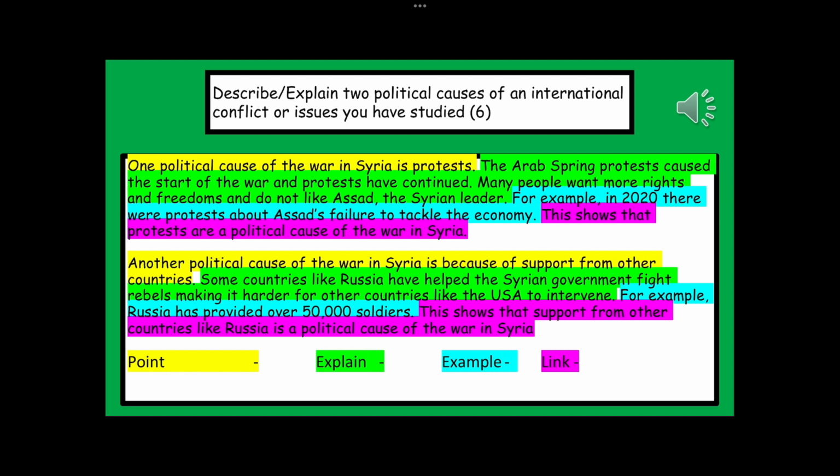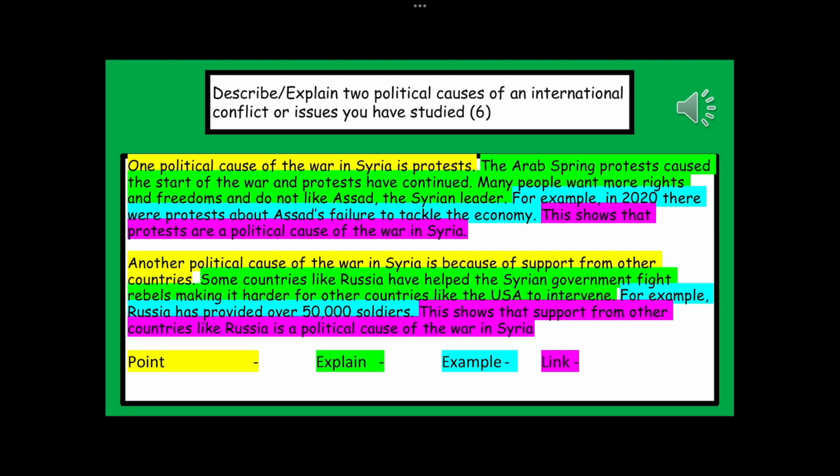Now it's really important in this particular unit that you mention in your answer that you are studying Syria. Alright, so you're going to start off your answer by saying one political cause of the war in Syria is protests. Now that's you making a clear point, so you'd get a mark for that because it's an accurate and clear point. You're then going on to describe that point by saying the Arab Spring protests caused the start of the war and protests have continued. Many people want more rights and freedoms and do not like Assad, the Syrian leader. So that's you made a clear explanation there.